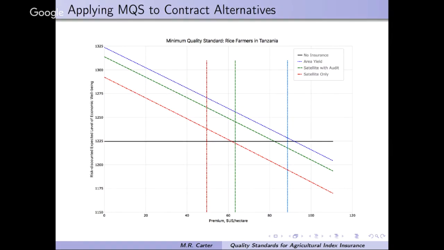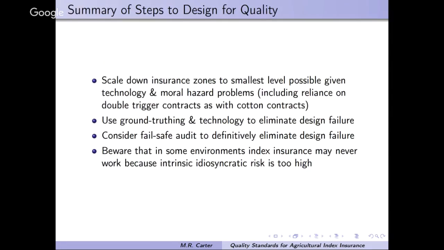But the point here for our purposes was simply to make the point that it's indeed possible to design contracts that meet a minimum quality standard, but it takes some work. It takes collecting some data from the client farmers so you can actually determine what the probabilities of loss are. And then I would ultimately say it takes doing a few institutional things like creating a backup audit, because if you don't do that, you're really putting farmers at risk of an insurance contract making them worse off.